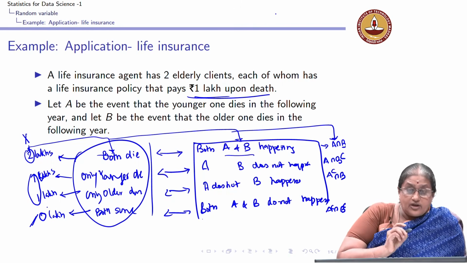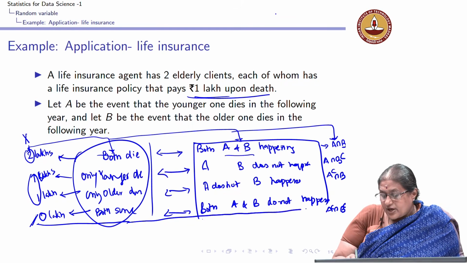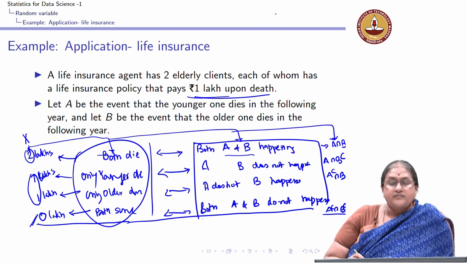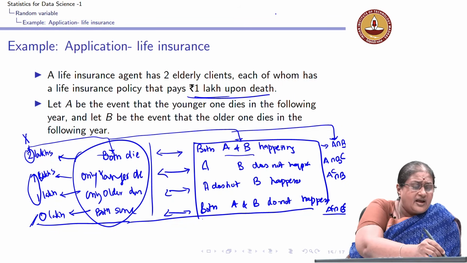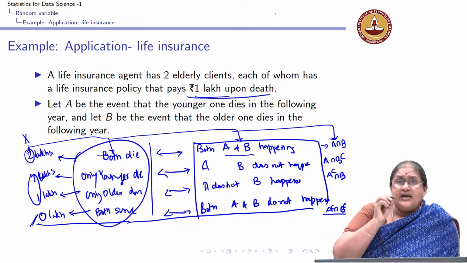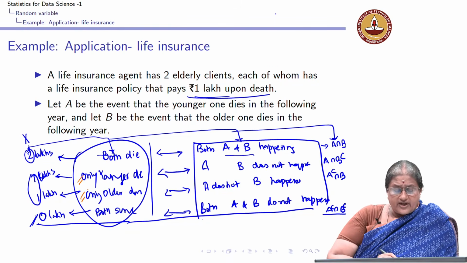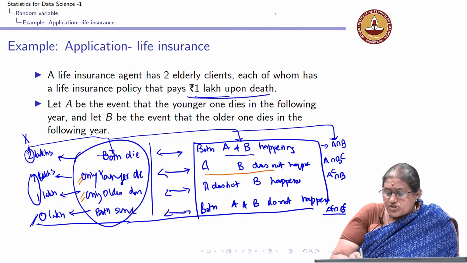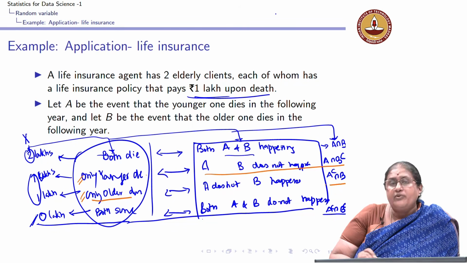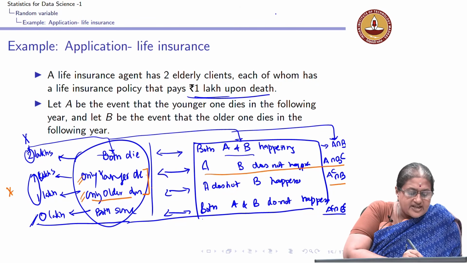Similarly, the value 0 corresponds to both surviving, which is the same as both A and B not happening, which is A complement intersection B complement. The value 1 can happen if only the younger one dies or only the older one dies. Only the younger one dying corresponds to A intersection B complement. Only the older one dying corresponds to A complement intersection B. If one of these two events happens, I know X takes the value 1.